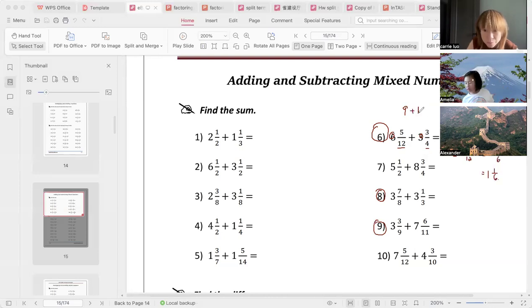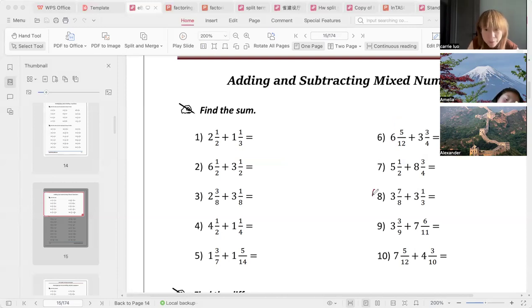So 9 plus 1 and 1 over 6 equals what? Equals 10 and 1 over 6. I don't want you to do it the other way, because I saw that you were putting them together first. 6 times 12 equals 72, plus 5 equals 77 over 12. So it's a very big number. Understand, Alex? The smaller number is better.